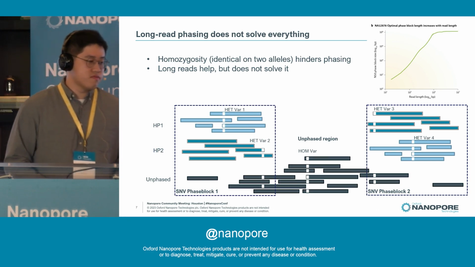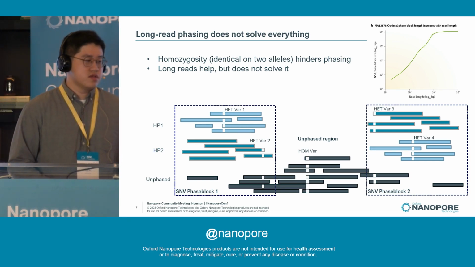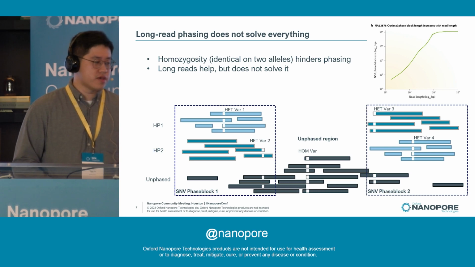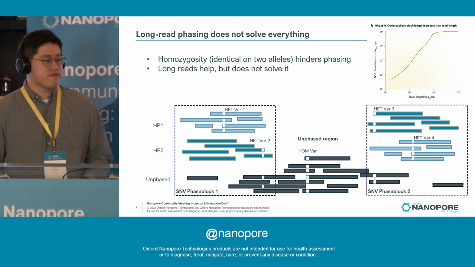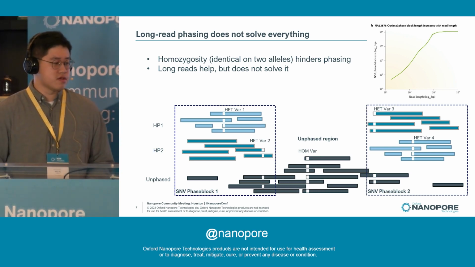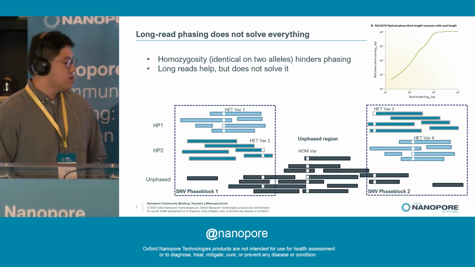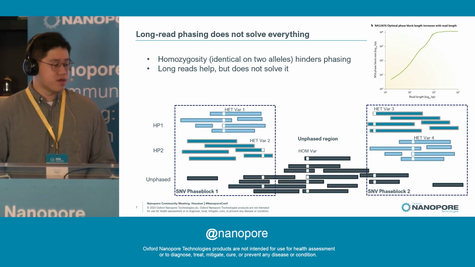You can see that with the read length increase, the phasing N50s are growing, but long-read-based phasing fails when homozygosity hinders phasing. Here, I'm showing an example that shows exactly why long-read-based phasing fails.